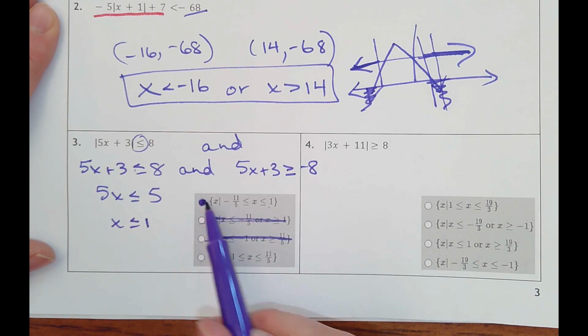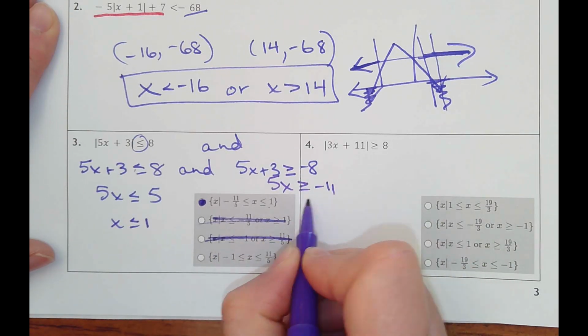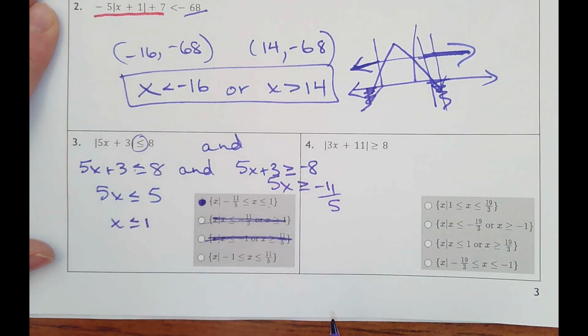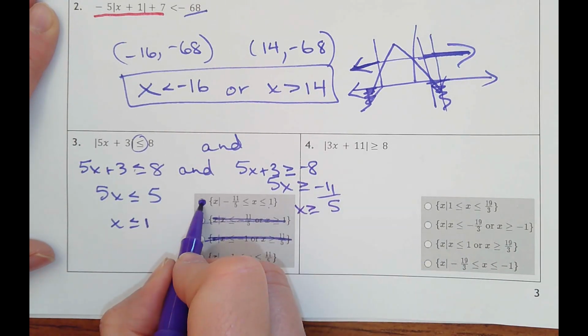If I wanted to solve the other one, I would get negative 11 fifths, which is what x is greater than. So that one it is.